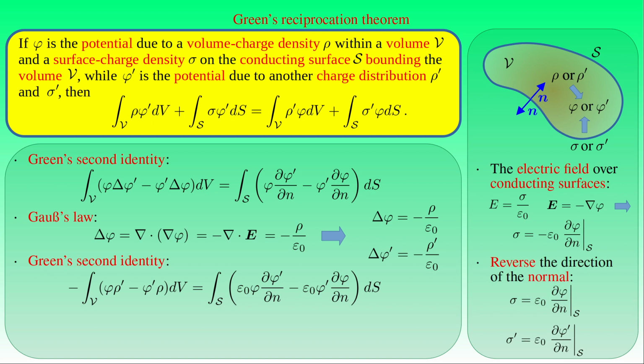By substituting these two expressions into Green's second identity, we obtain the equation stating that minus the volume integral of the difference between phi times ρ prime and phi prime times ρ over the volume V, is equal to the surface integral of the difference between phi times sigma prime and phi prime times sigma over the surface S. Now we can expand the brackets in the integrals and shuffle the second terms in both sides, which gives Green's reciprocation theorem.